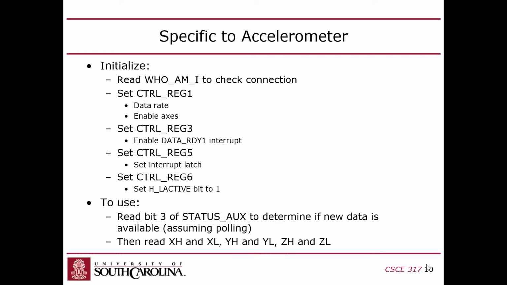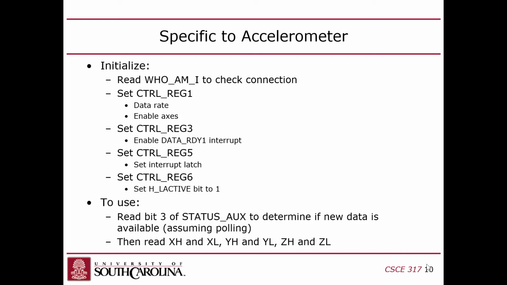Then control register 3 is where you enable the data ready 1 interrupt. Now, not all of you will be using that necessarily, right? If you don't use the interrupt, you wouldn't necessarily have to enable the data ready 1 interrupt. But if you are using the interrupt, which I recommend you do, then you're going to want to set that up in control register 3.